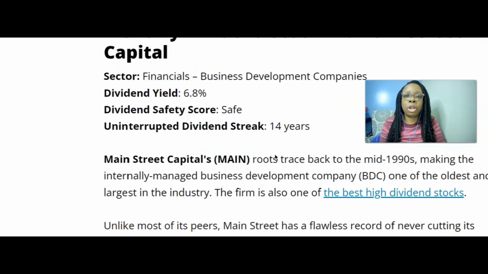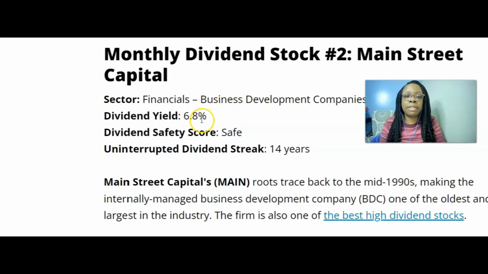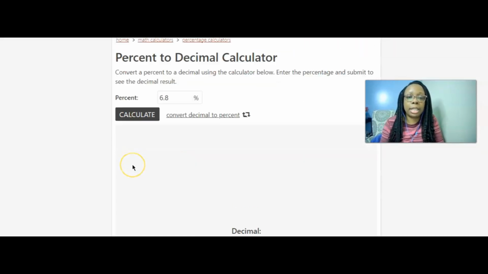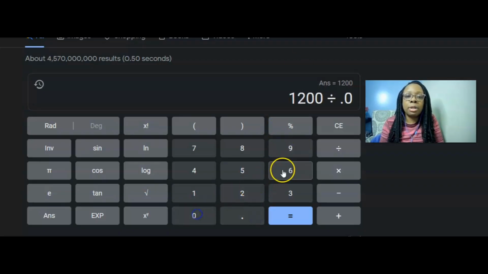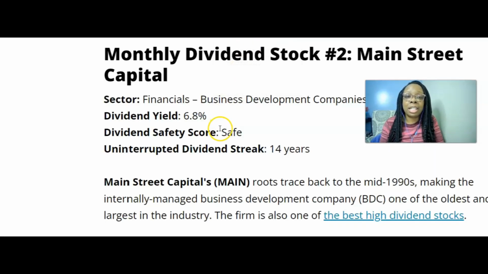Main Street, okay? So let's go back to our handy dandy calculator. So we want to get $100 a month. Remember, $100 a month is times 12 because it's got to be done annually. $1,200 divided by, let's see, the dividend yield is 6.8. So just bring up a website. 6.8, calculate. That is 0.068. Come back to the calculator, 0.068. And that is $17,647 that you need to have invested inside of Main Street to get $100 a month.